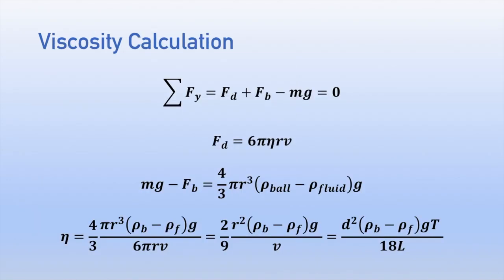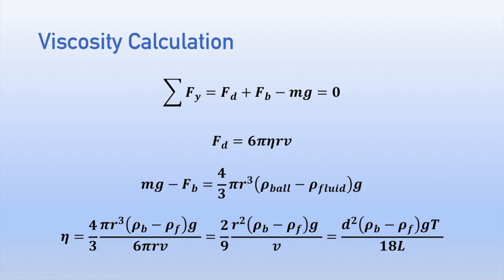Now it's finally time to calculate the viscosity. Well, we know that at terminal velocity, the sum of the forces acting on the sphere is going to be equal to 0. And the sum of forces in the y direction is the drag force plus the buoyant force minus the gravitational force. We already know that the drag force is equal to 6 pi multiplied by the viscosity multiplied by the radius and the terminal velocity. And we know that mg minus the buoyant force is equal to 4 over 3 pi r cubed into the density of the ball minus the density of the fluid multiplied by gravity.